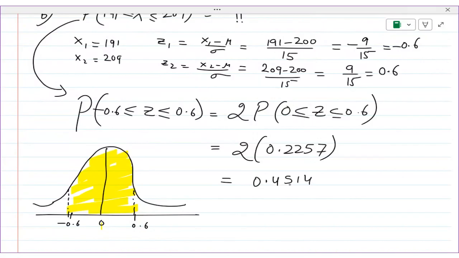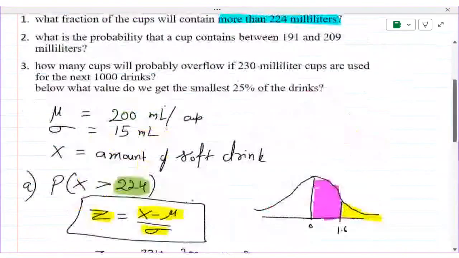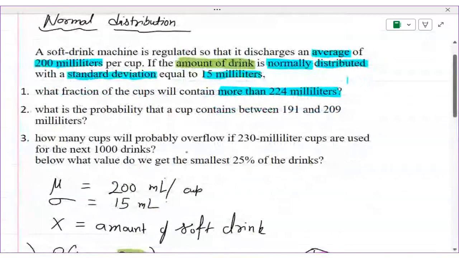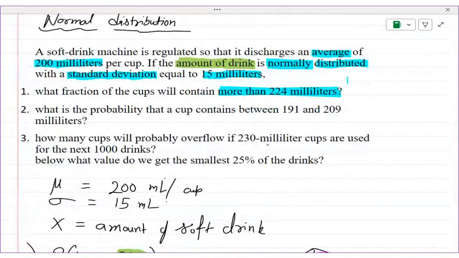Good. Now we will see the C part. How many cups will probably overflow if 230 milliliter cups are used for the next 1000 drinks? Below what value do we get the smallest? This is the fourth part, and we have to see the third part first.